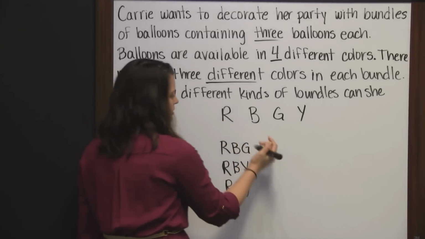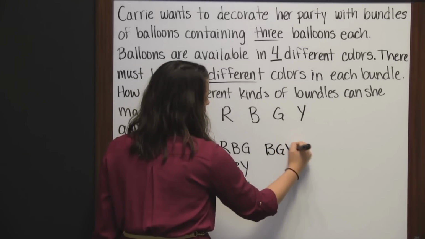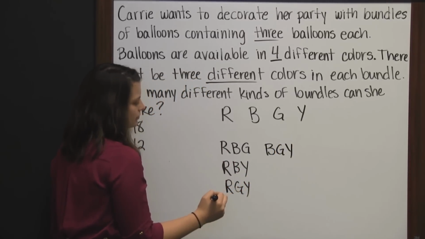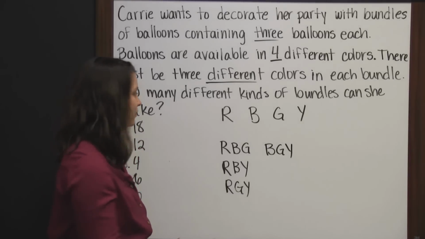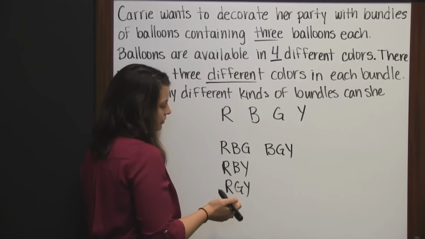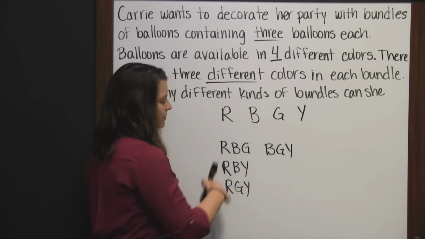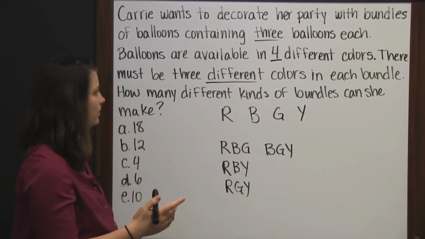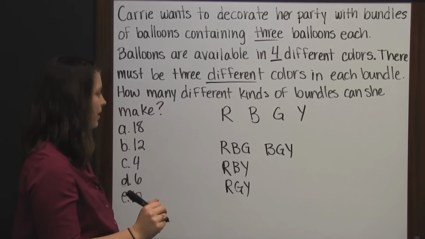So now let's move on to blue. We could put blue, green, and yellow together. And that's it. There are no other combinations of 3 balloons with these 4 colors where there are 3 different colors. So that means there's a total of 4 different kinds of bundles that she can make.